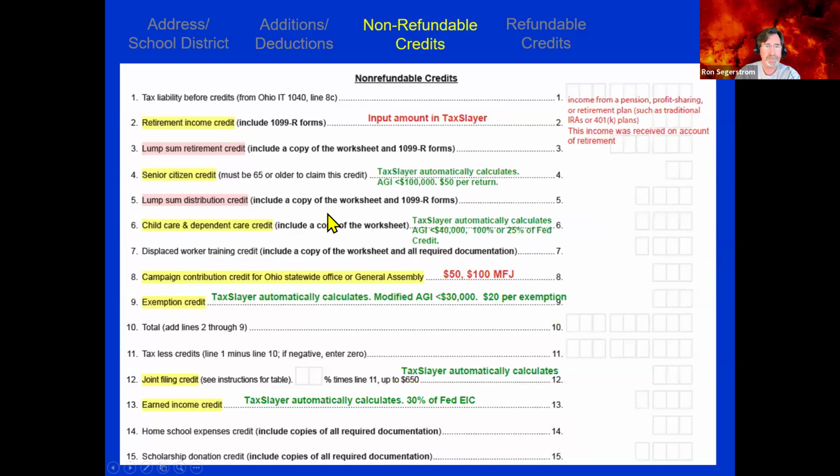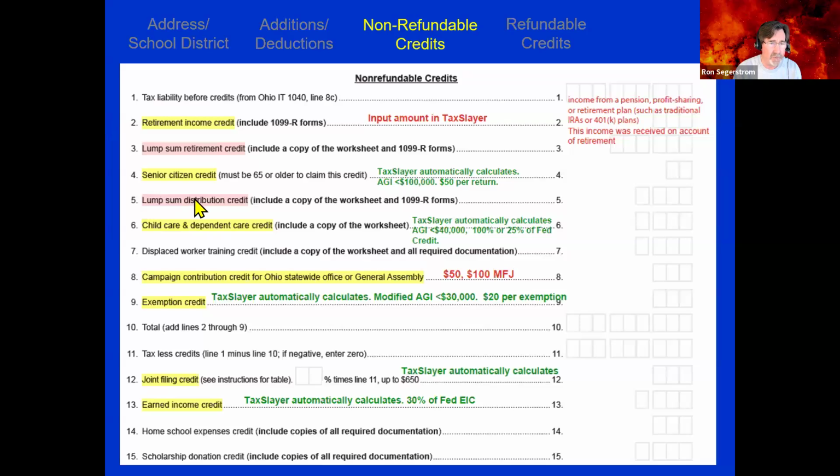Now we're going to get to non-refundable credits. This is just an overview of the first 15. This is pretty much the majority of what we're going to deal with for our tax clients. The retirement income credit is the big one. These lump sum credits are in red because if we accidentally put a credit here, they will never be able to use the retirement income credit for the rest of their life after you do that.